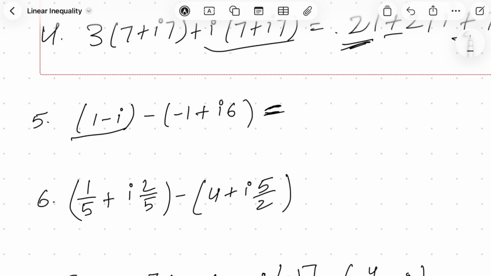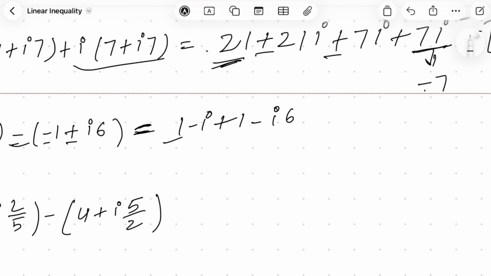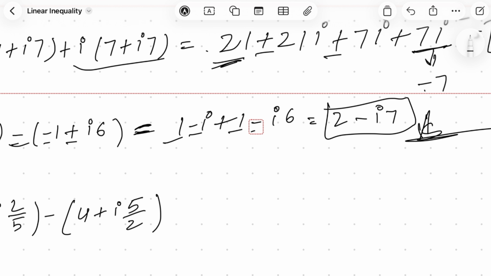You see here we have this 1 minus iota. Now we have to do minus minus plus, so it will be plus 1 minus plus minus i6. Okay, now we have plus 1 equal to 2, and minus minus plus, so it will be minus i7, and this is the answer. Okay, this is very easy.